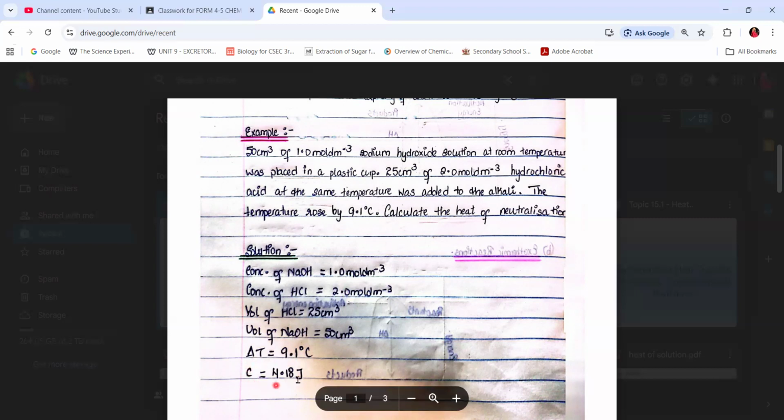And always remember the specific heat capacity is 4.18. Some papers will give it as 4.2 to make your calculations easy. Take down this part because I want you to use this information for the calculation next, right? So you'll have it in front of you. 2 minutes.